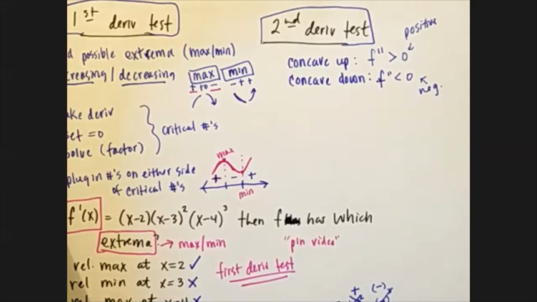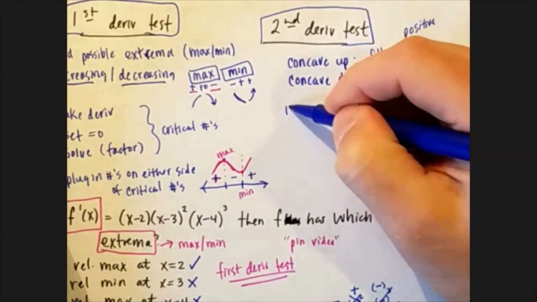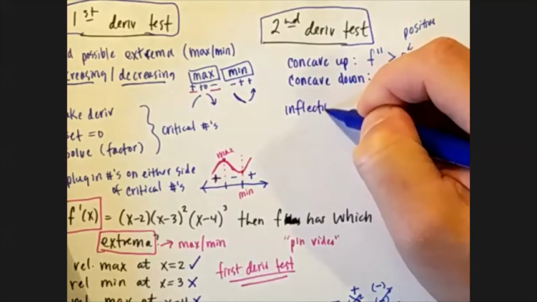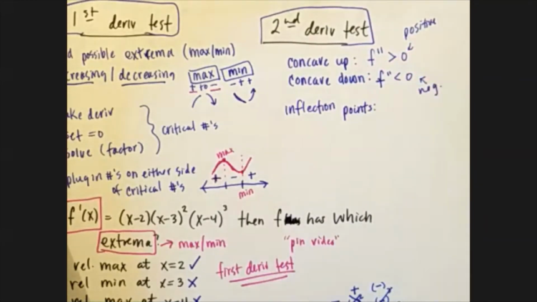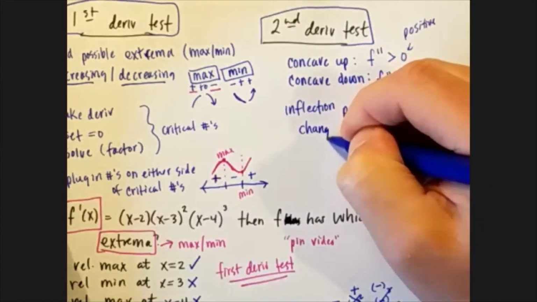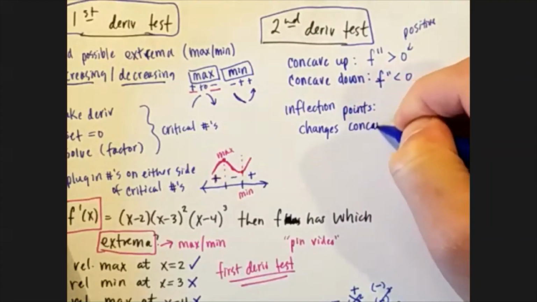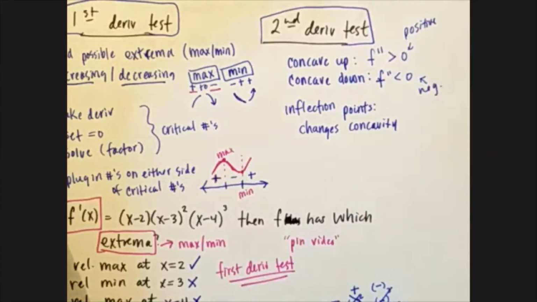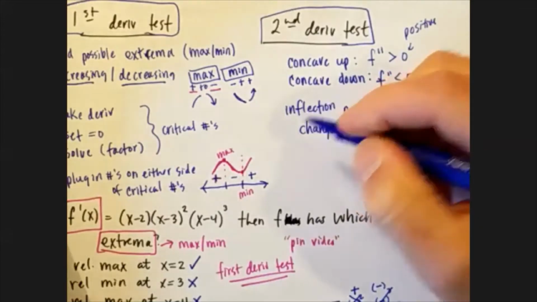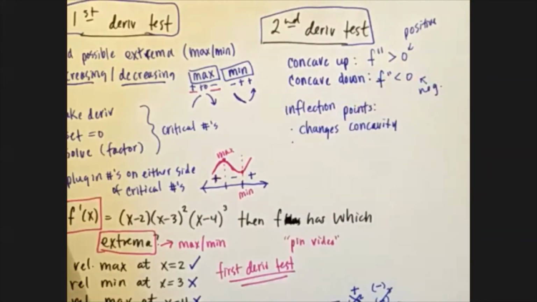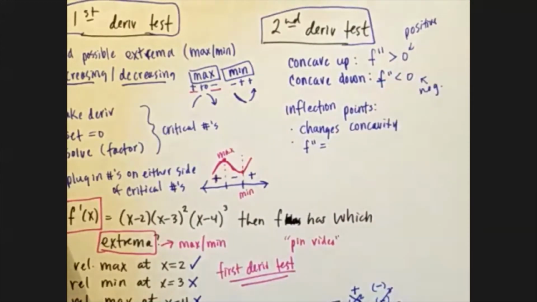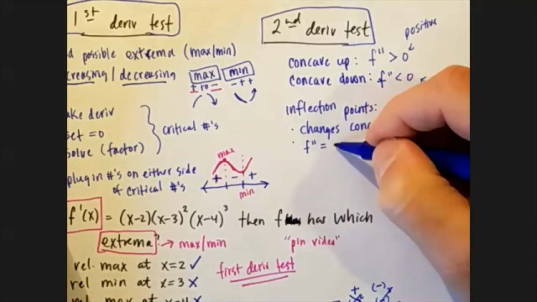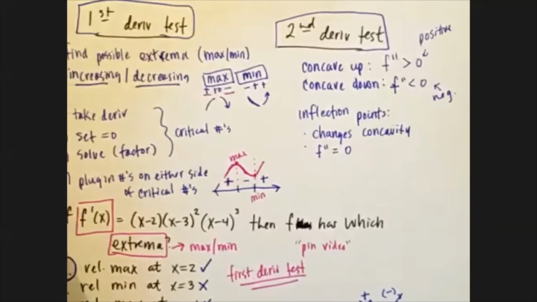Devin, tell me what you know about inflection points. It is where it changes the concavity. Perfect. We're going to write that in there. And there's one more thing. Do you remember the other thing? It has something to do with f double prime equal to one number. What number would it have to be equal to? 0? Yep. Perfect. Thank you, Devin.